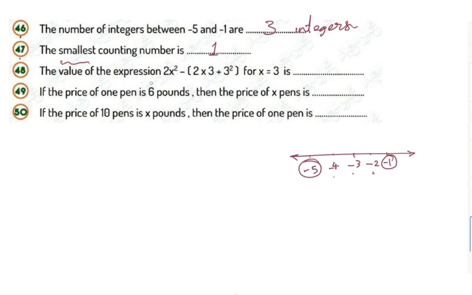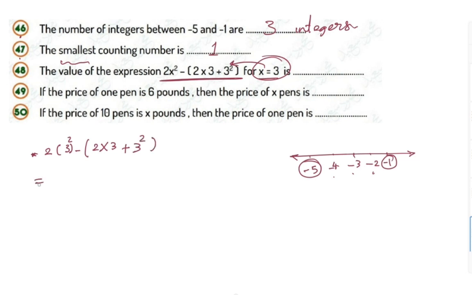The value of the expression 2x to the power 2 minus parentheses of 2 times 3 plus 3 to the power 2, for x equals 3. So we have an expression here, and he gave us the value of the variable x. Now what we do is just substitute this x and find the value. So 2 times 3 to the power 2 minus parentheses 2 times 3 plus 3 to the power 2.